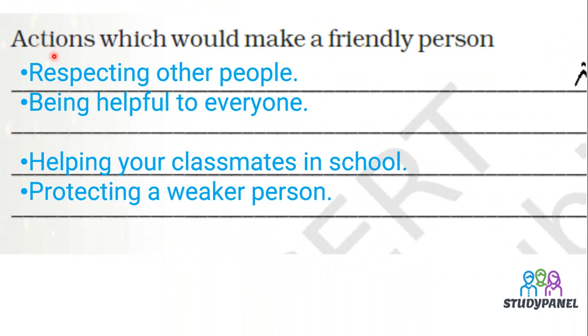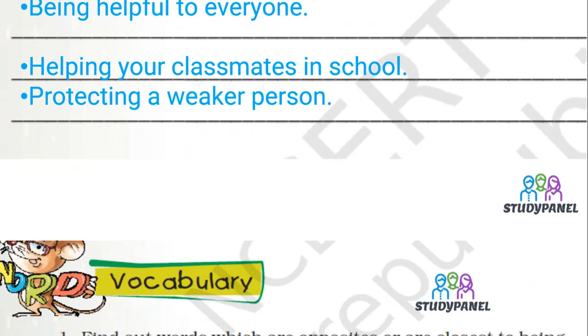So we have written it. Actions which would make a friendly person. One is respecting other people, being helpful to everyone, helping your classmates in school, protecting a weaker person. So this should be done.